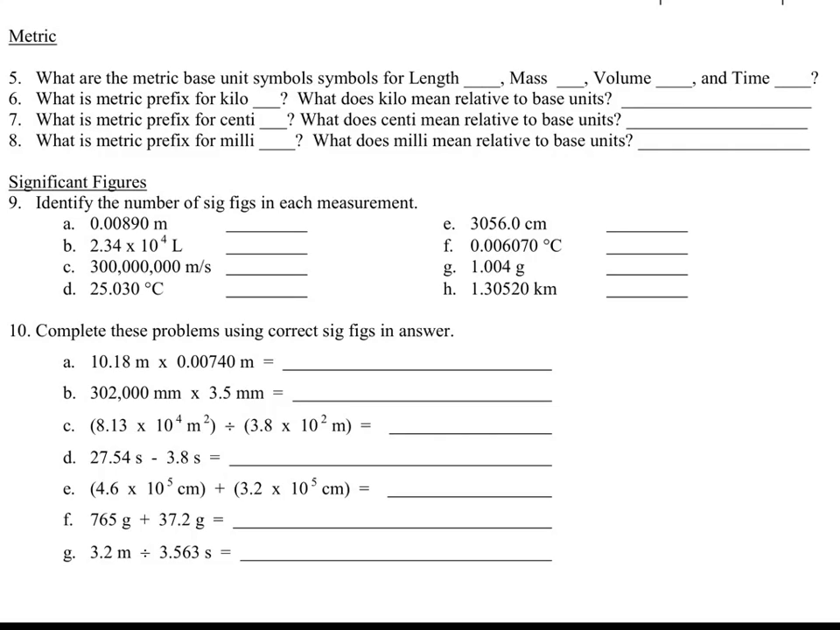All right, so then number 5, what are the metric base units for length? In this case, the base unit would be meter. For mass, it would be gram. For volume, it would be liter. And for time, it would be seconds. Okay, so what is the symbol for the prefix kilo? That would be a K. For centi, it would be a C. For milli, it would be an M.